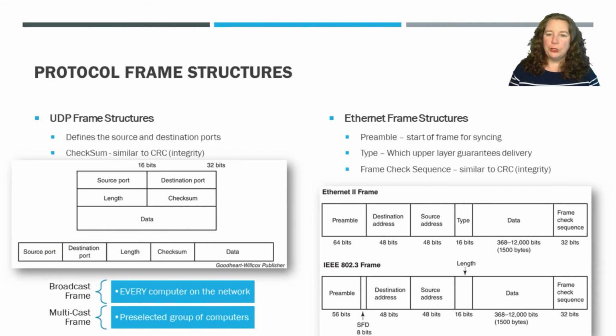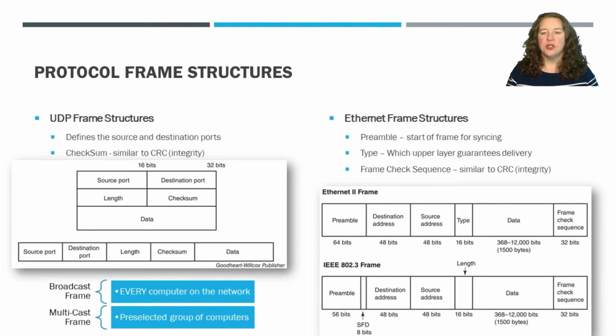We also have included an IEEE 802.3 frame, which also includes that preamble, but it includes this SFD, which is a start frame delimiter, which indicates the start of the frame with a single 1-byte binary pattern in the 802.3 frame.